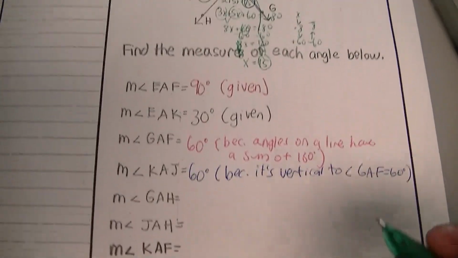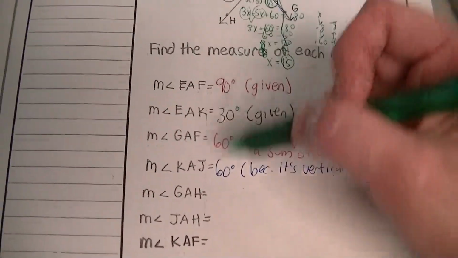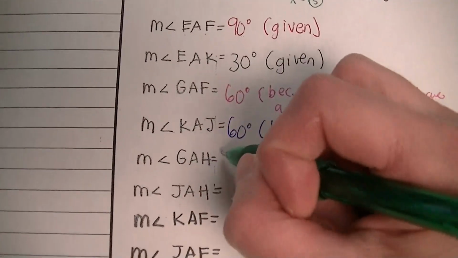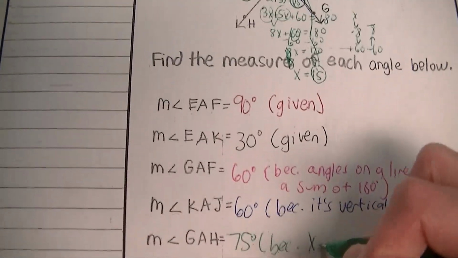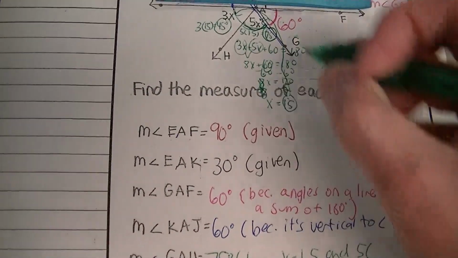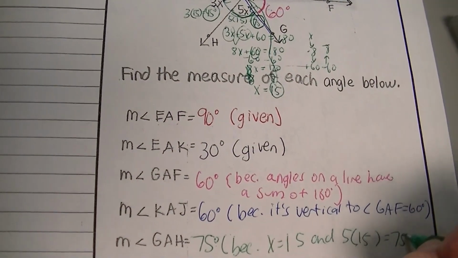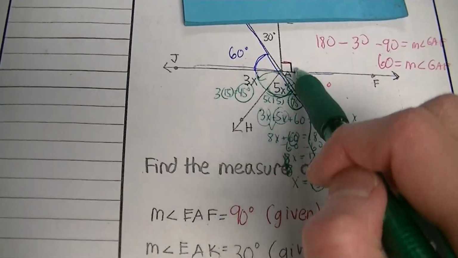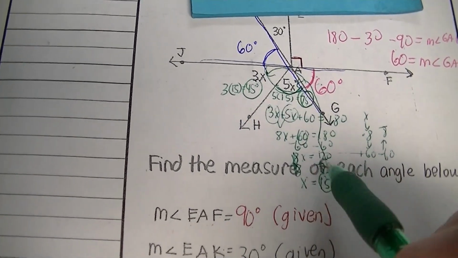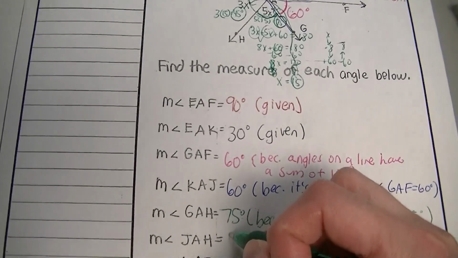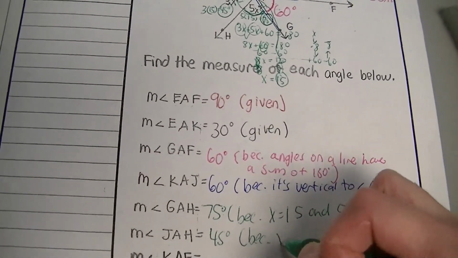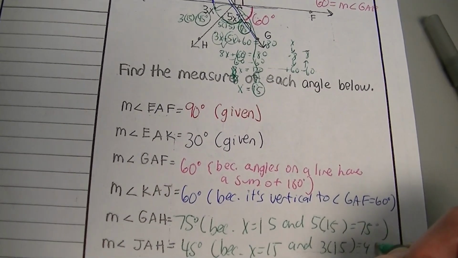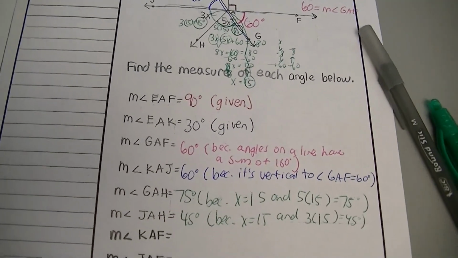Okay, well, what was I talking about? They were only concerned about this guy right here, though, weren't they? GAH. So it was, I forgot, what did it say? 75 degrees, because x equaled 15, and 5 times 15 equals 75. Okay? All right, and then JAH, we figured that one out, which was 45, because we figured out what x was and substituted it in. So that one is 45 degrees because x equals 15, and once you substituted it and did 3 times 15, you got 45 degrees.